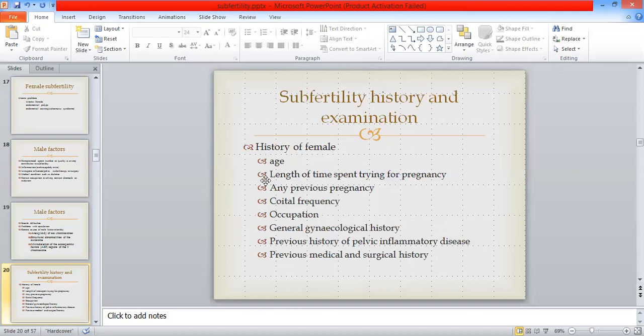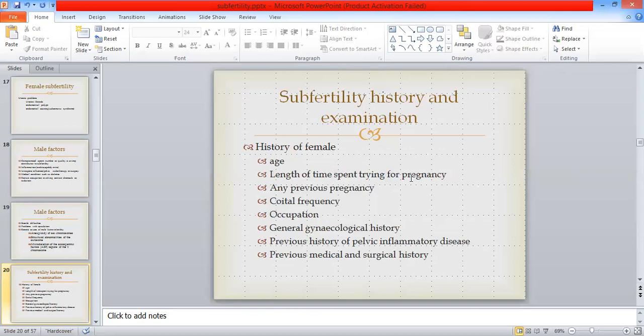The second thing is the length of time spent trying for pregnancy, meaning how long the couple has not been conceiving. As I have already told you in the definition of subfertility, 1 year is the cutoff point to label a couple as subfertile. If the couple are living together, having regular intercourse and trying for pregnancy but still not conceiving, then the length of time is very important: whether they have suffered from this issue for 1 year, 2 years, or 3 years.